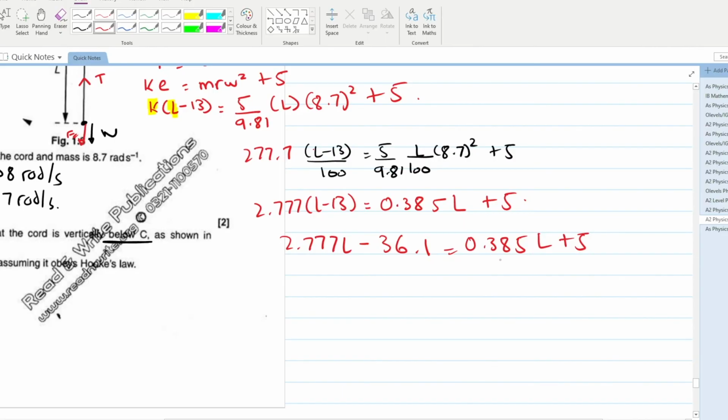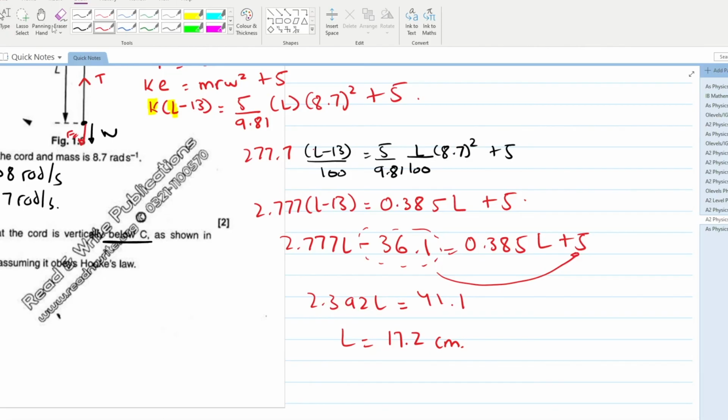Okay. अब ज़रा सा रीअरेंज करो इक्वेशन को. ये माइनस 36.1 को आप राइट हैंड साइड पे ले जा सकते हो. दिस बिकम्स व्हाट? 2.777 माइनस 0.385. दिस इक्वल्स टू 2.392 L इज इक्वल्स टू 41.1. ठीक है, ये हो गया 41.1. इसको अगर डिवाइड कर देंगे बेटा 2.392 से, L कम्स आउट टू बी 17.2 सेंटीमीटर. सिंपल एज दैट.